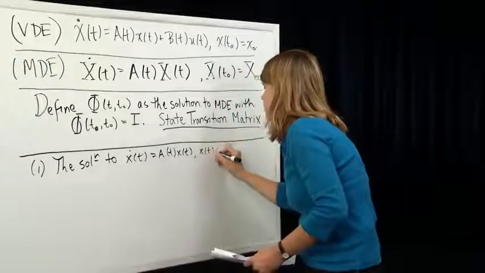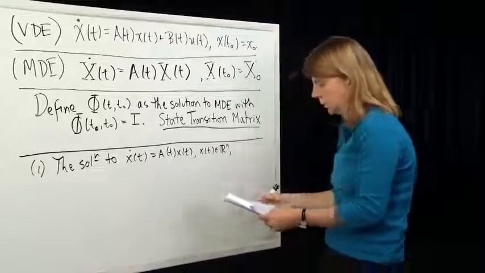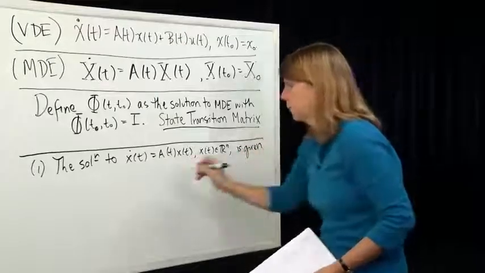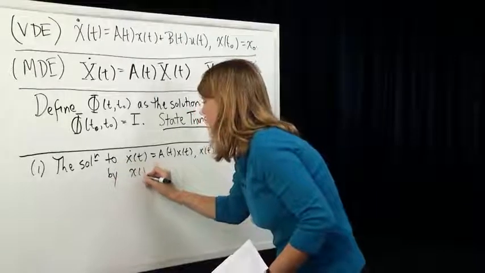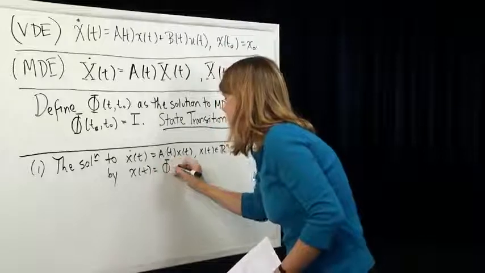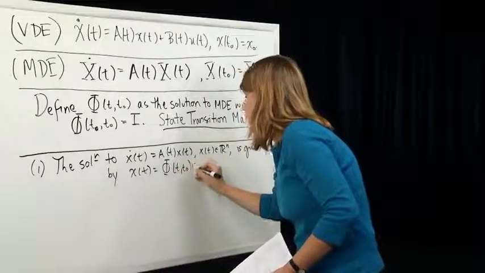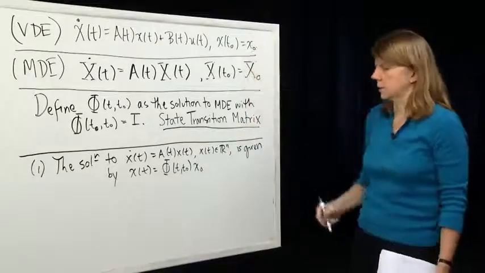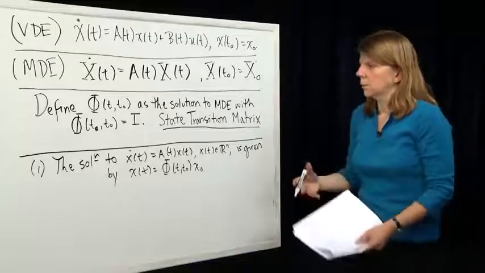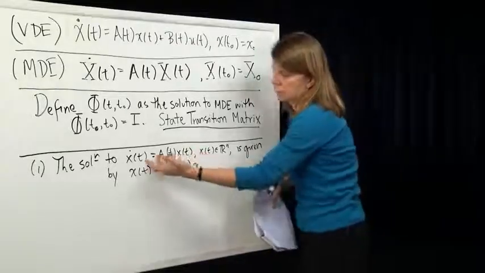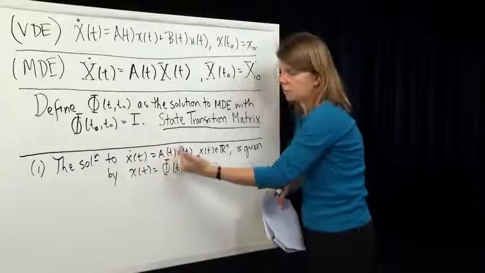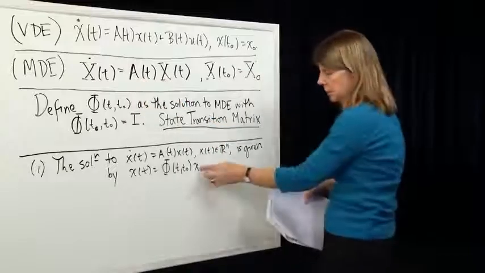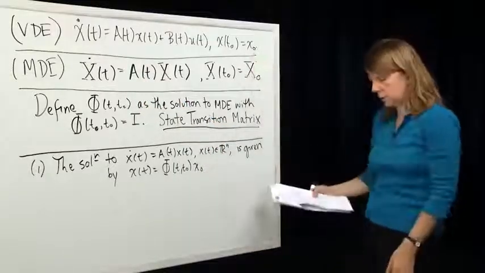Here, x of t is a vector in R^n, so we're back to our vector differential equation, is given by x of t is equal to phi of t, t0, the state transition matrix, times the initial condition for the vector differential equation. So that's given here. Okay, so we've defined, this requires proof, but we've stated that the solution to the vector differential equation is a function of the solution of this matrix differential equation, multiplied by the initial state for the vector differential equation.